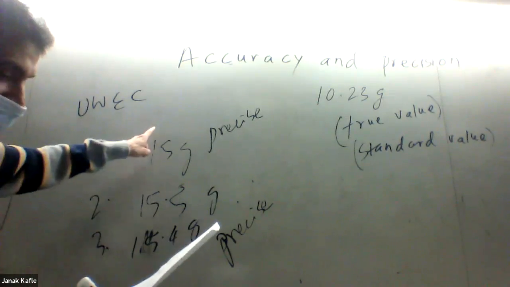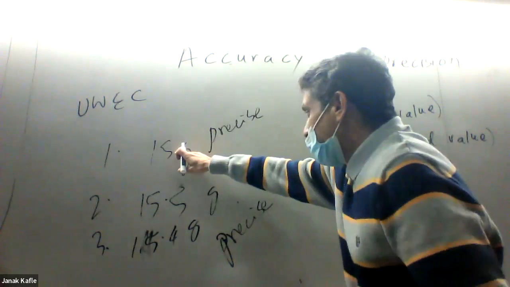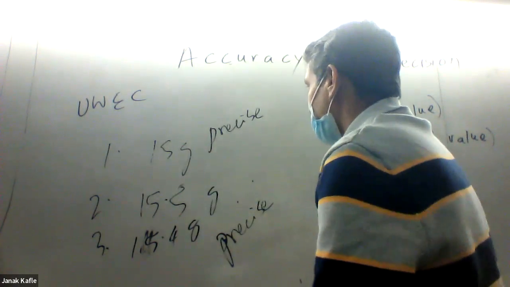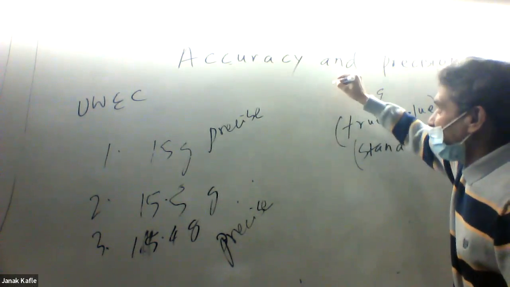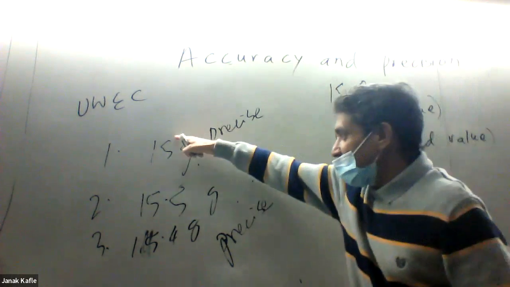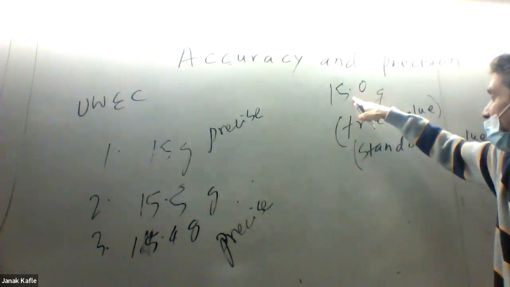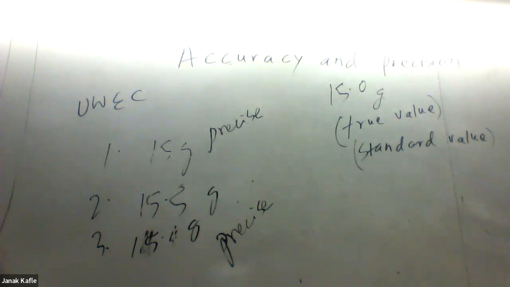Then accuracy. Your measured values are close to the standard value. So if you are measuring the duster, and you are getting this one, and the company also reported that the mass of the duster is 15.0, so if these are your measured values and this is the standard value, your measured values are close to the standard value. That means that you are accurate. Make sense?